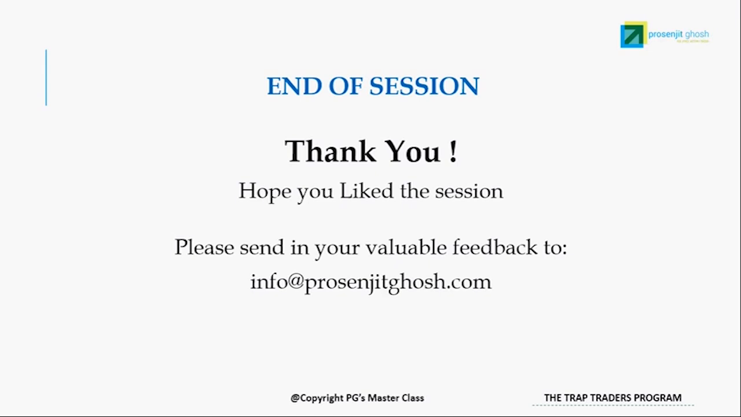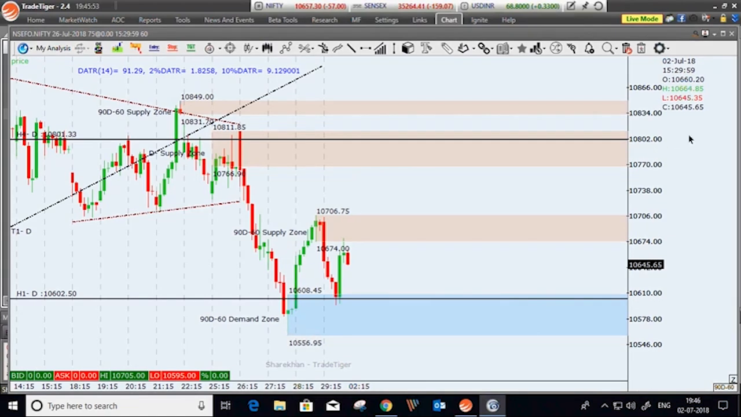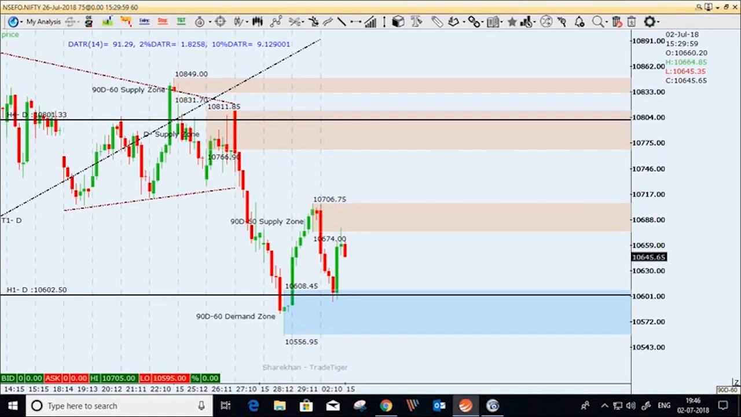Now don't go away, because we will go to the charts and we will try to find out these patterns and how they work. Just a second. All of you can see the chart, the Nifty chart?